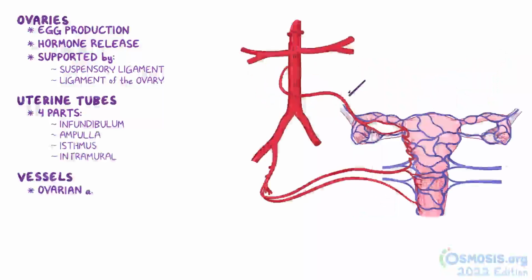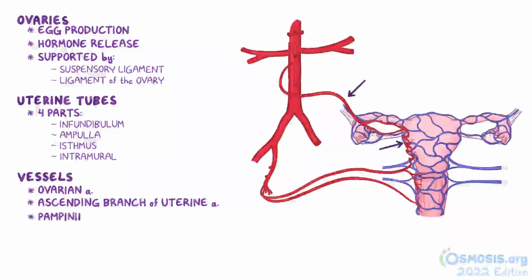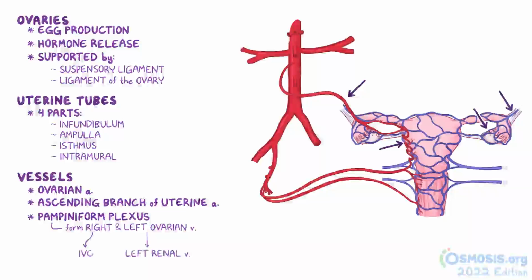The ovarian artery and the ascending branch of the uterine artery supply the ovaries and the uterine tubes. The pampiniform plexus drains the ovaries and uterine tubes and merges to form a right and left ovarian vein that drains into the inferior vena cava and left renal vein, respectively.